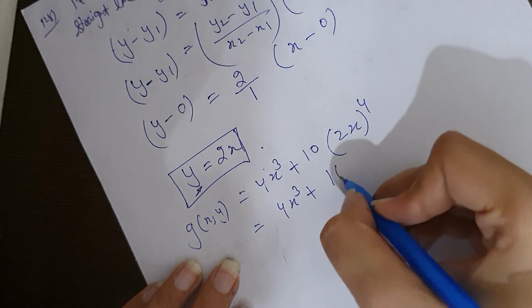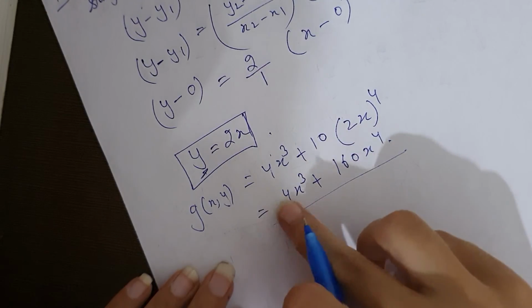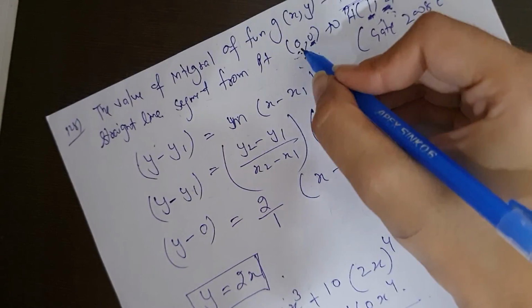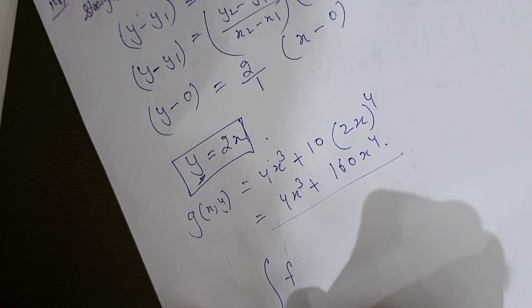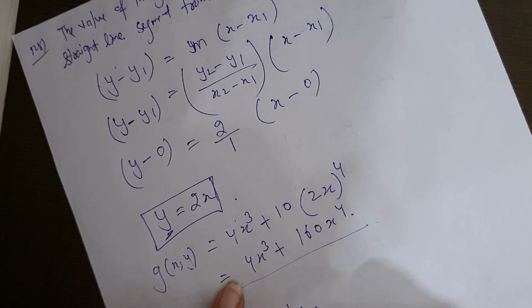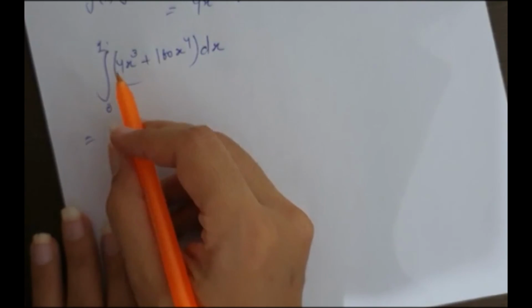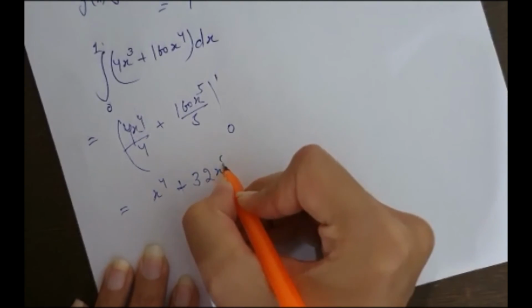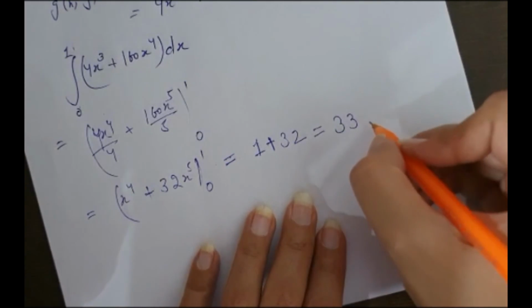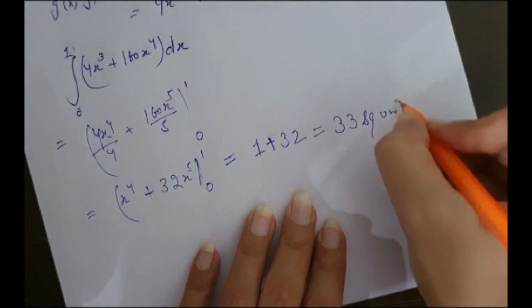It will come out to be 160 x4. So this is in x form, so this is f(x), so integrate it from 0 to 1. This is f(x) dx. This function is in x form, so it will be f(x) dx. Now integrate it from 0 to 1. Now the answer comes out to be 33 square units.